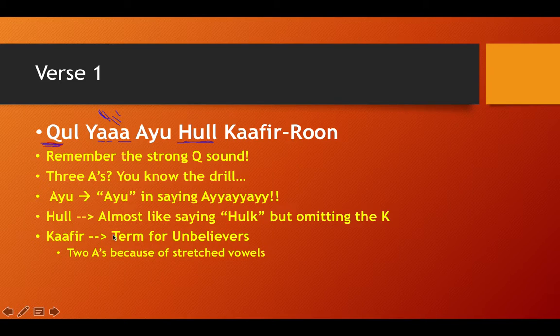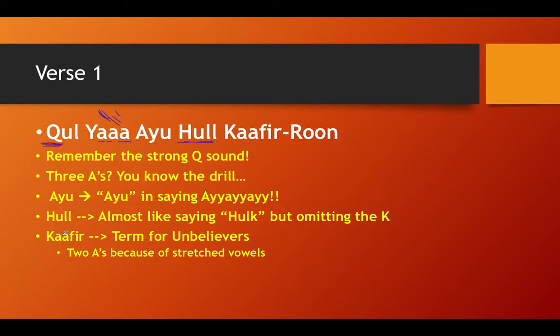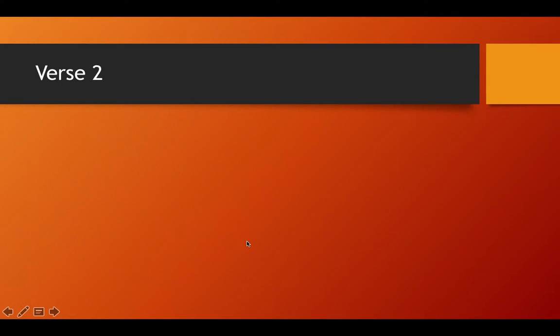Next note is kafir. Again, this is a term for unbelievers. You have 2 A's over here because of the stretched vowels, because there is a symbol here, which we'll clarify when we get into our second part of the journey, where we talk about all the stretching of vowels. So just remember, the way we say it is, Qul ya ayyuhal kafirun. And noon is a really simple word to say. You just say it exactly how it's spelled. Now we get onto the second verse.